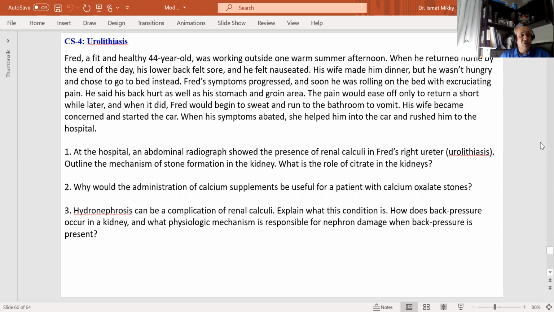Now, why would the administration of calcium supplements be useful for a patient with calcium oxalate stones? Calcium supplementation encourages the binding of oxalate to calcium in the GI tract. The calcium supplement will promote the binding of the oxalate to calcium in the GI tract. The oxalate fails to be absorbed into the bloodstream and is subsequently excreted. And the third question is about hydronephrosis, which can be a complication of renal calculi or kidney stones.